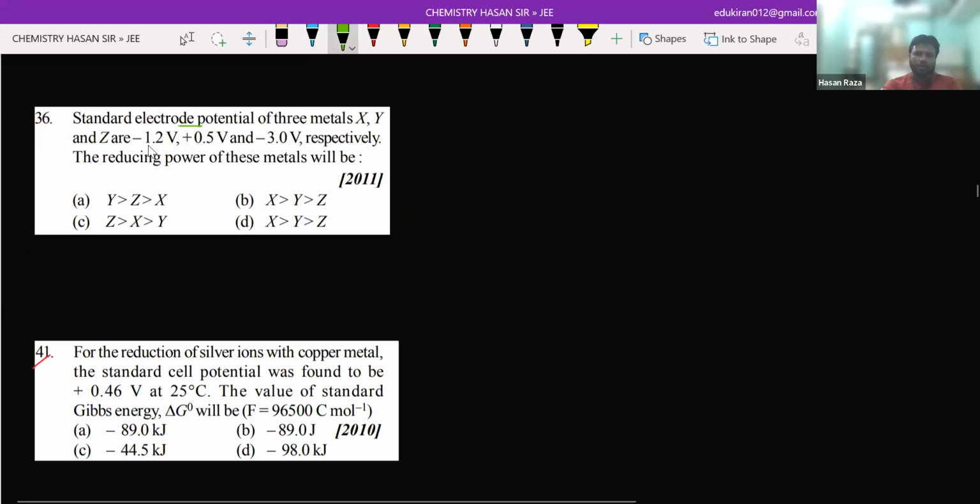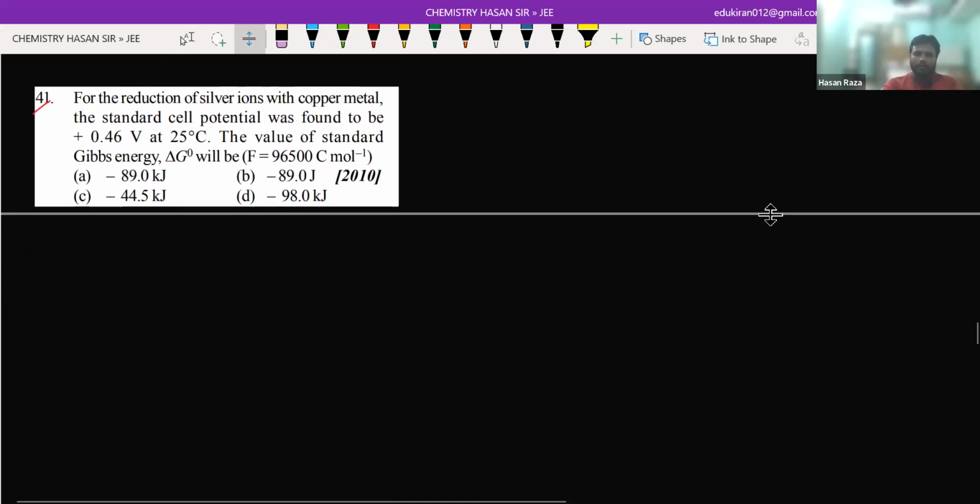The value of electrode potential is given. You need to write this in decreasing order of reducing power. Very good. Go for the next question, all of you, and please go for question number 41.